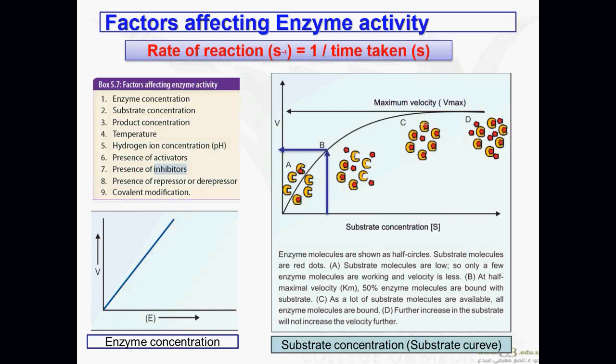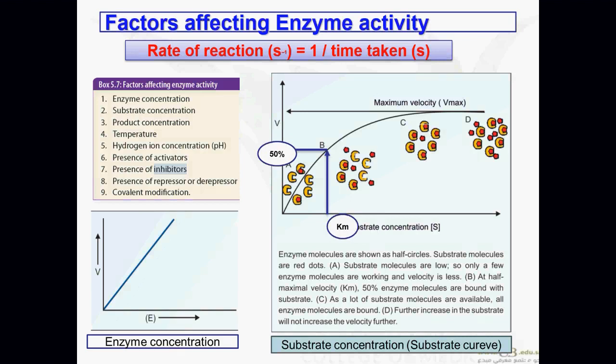At the start, where we add only a small amount of the substrate, the rate of reaction was very slow, around this range only. When we add more substrate and we reach the 50% velocity, this will be at the Km of the substrate, the amount of substrate at which 50% will bind to the enzyme molecules.